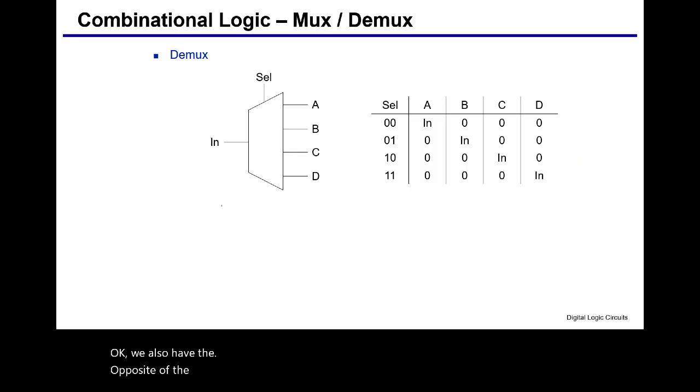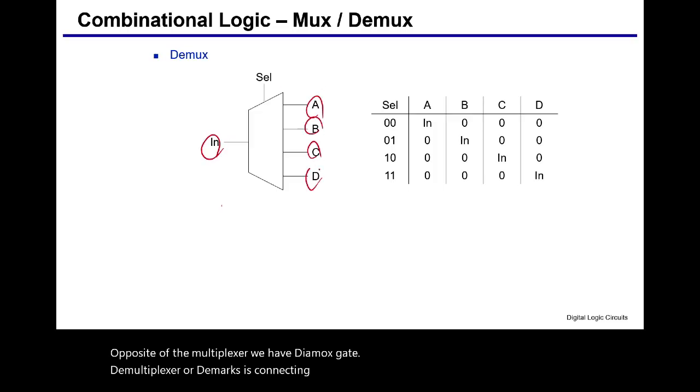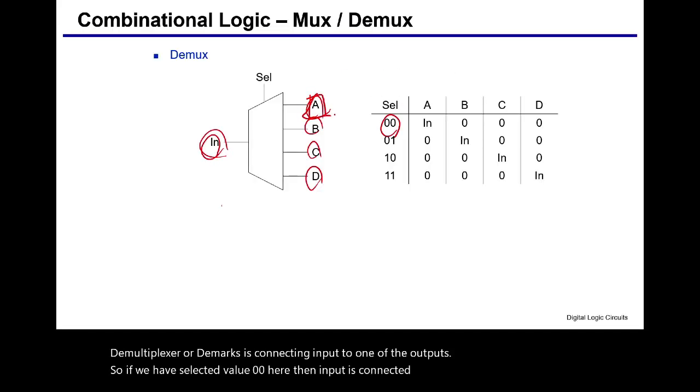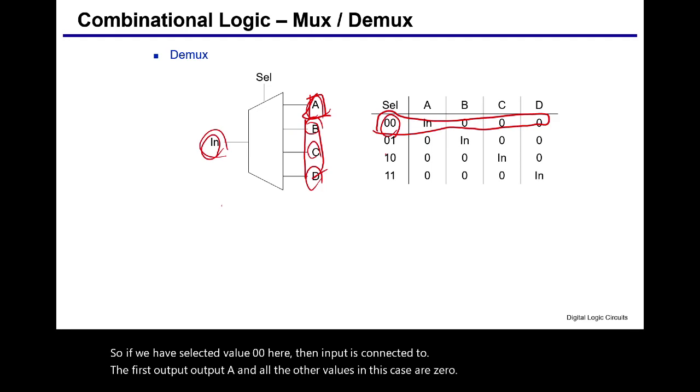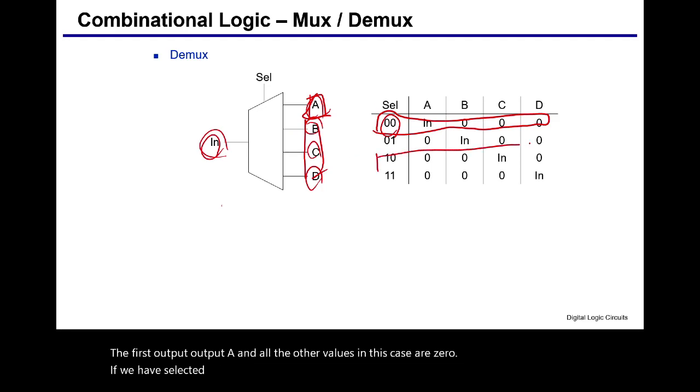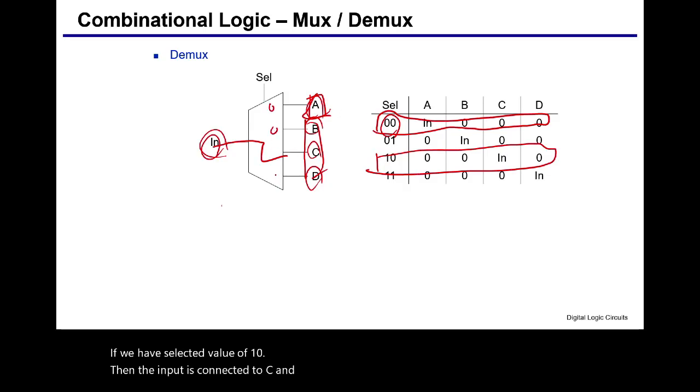Okay, we also have the opposite of the multiplexer. We have the demux gate. A demultiplexer, or demux, connects the input to one of the outputs. So if we have selector value 0, 0 here, then the input is connected to the first output, output A, and all the other outputs, in this case, are 0. If we have selector value 1, 0, then the input is connected to C, and all the other outputs will be 0. So that's how MUX and demux work.